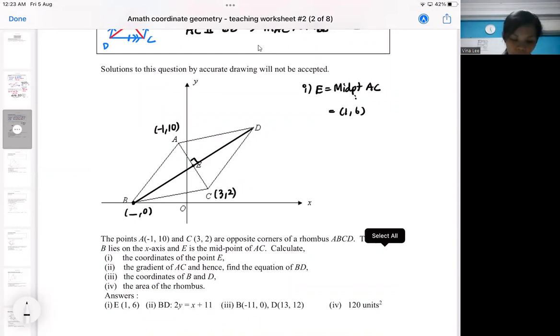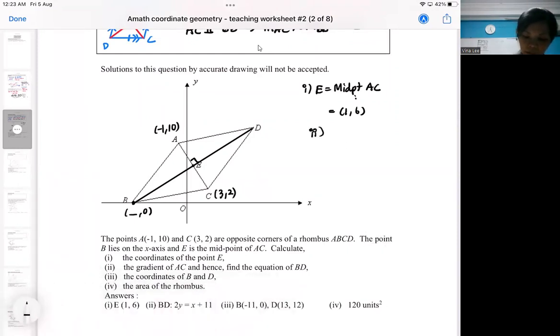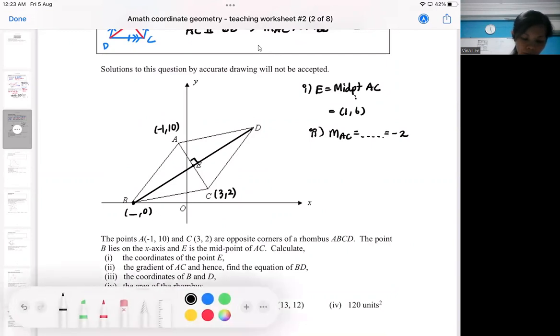Then subsequently, your job is to find the gradient of AC. So gradient of AC is also quite simple. If you look, go and work it out. If nothing goes wrong, I think you will get -2. You give it a try. Then the final part is you're supposed to find the whole equation, this equation.